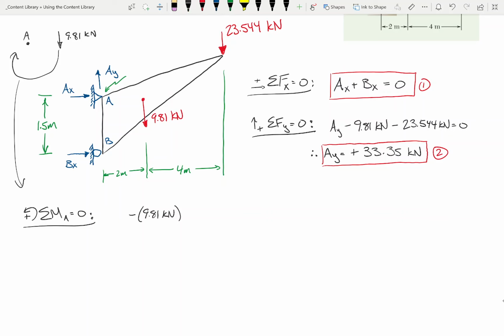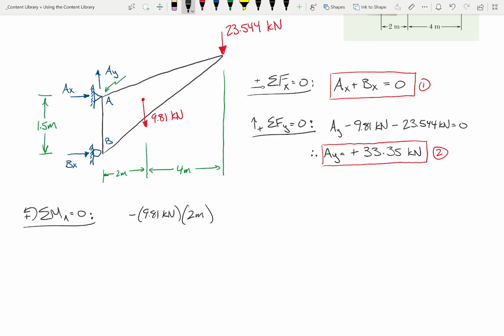And as for the distance, what we're going to do is use the moment arm. And remember, the moment arm is the shortest distance from the line of action of that force to point A. So it's that shortest distance right there. And that shortest distance for this is going to be 2 meters. So there's the moment there.